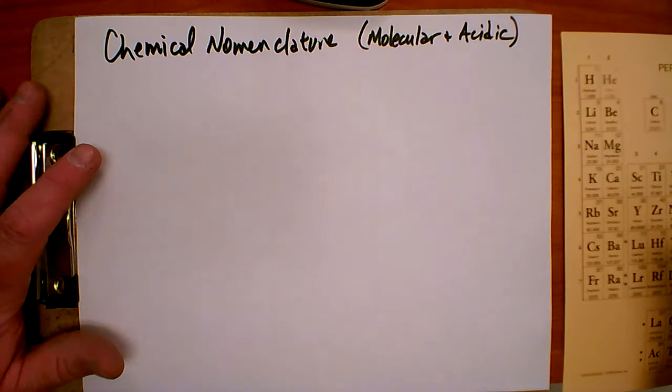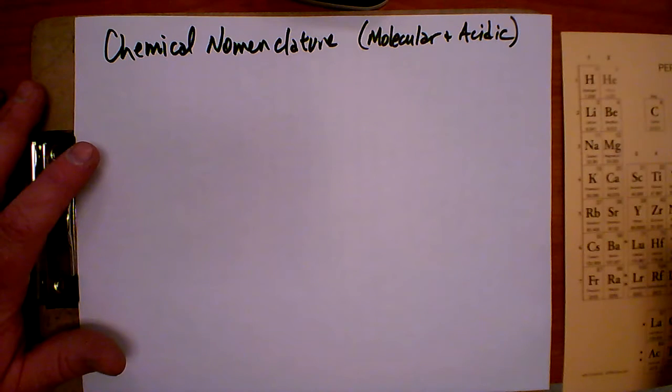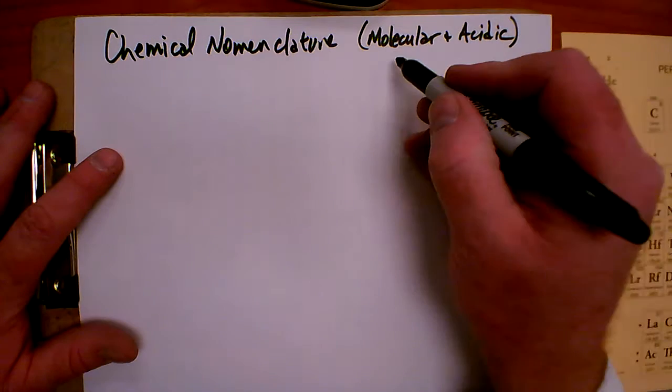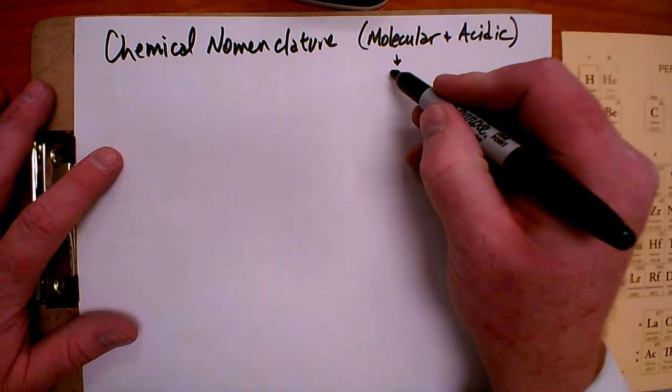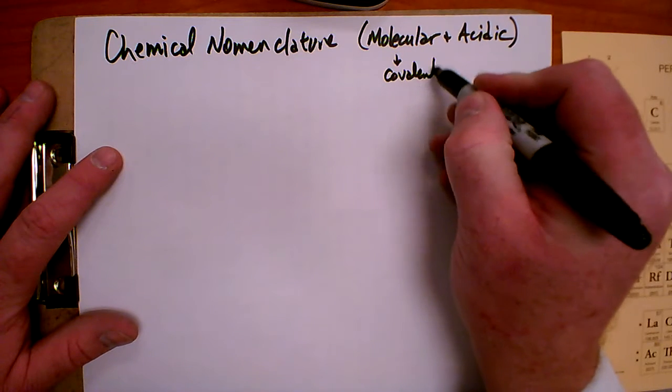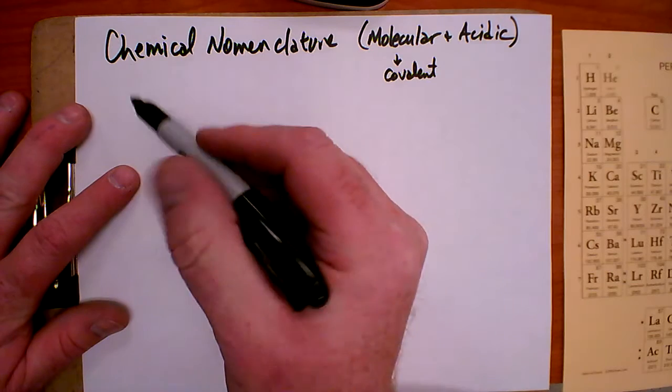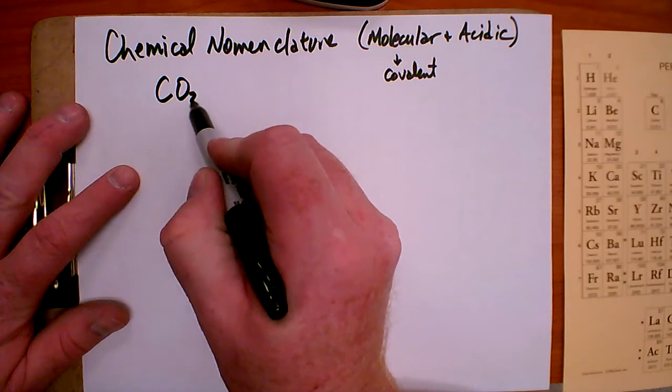Welcome to Mr. eScience Theater presents Chemical Nomenclature, Molecular and Acidic Compounds. Molecular compounds is another way of saying covalent compounds. So, covalent compounds, for example, CO2.